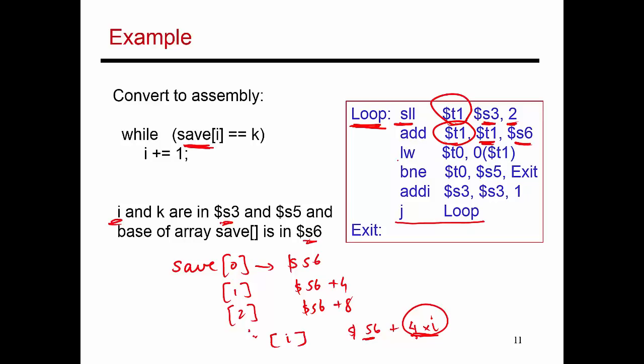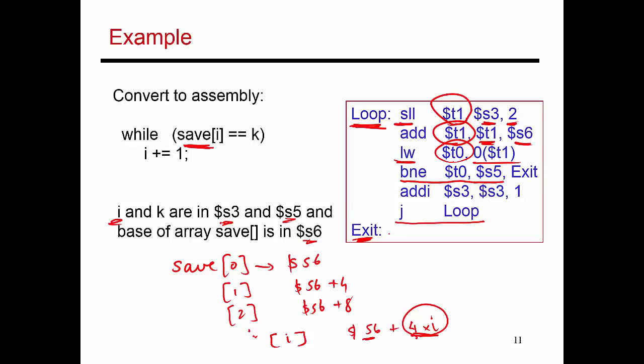So I just have to load word from address that is in T1. I get the value sitting in that address and I put it into register T0, right? So now I have the value of save I. Now I'm going to compare that value to K, which is in S5. And so I do a branch on not equal to T0 and S5. If T0 and S5 are not equal, then I jump to this exit location, right?